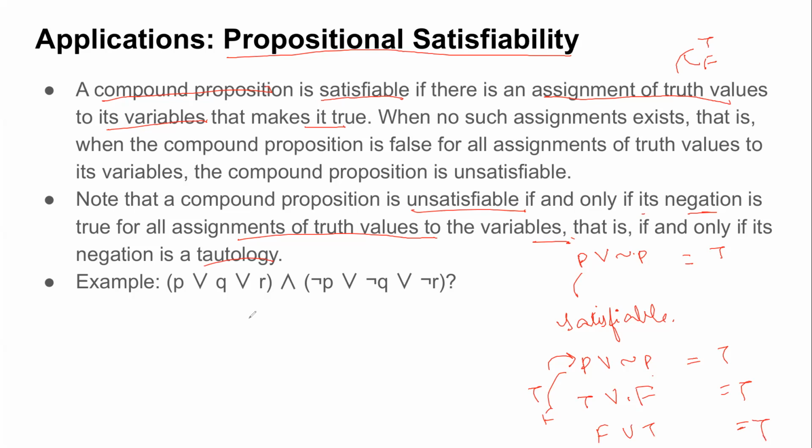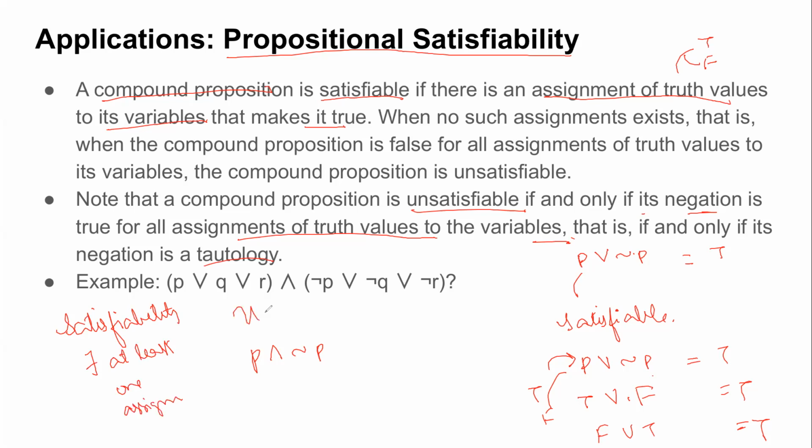Similarly, tell me this: if I write P and not P, is this satisfiable or unsatisfiable? So that makes it unsatisfiable. If there is even a single assignment which makes it true, you are satisfiable. So for satisfiability, there should exist at least one assignment.